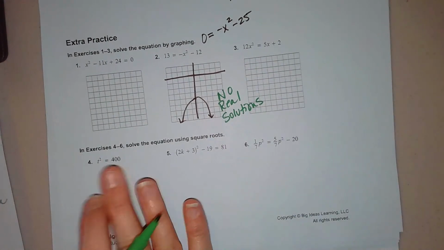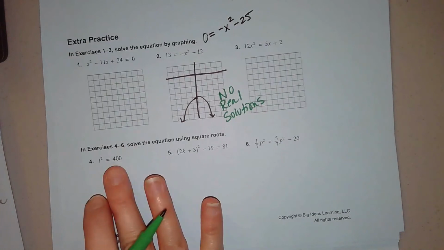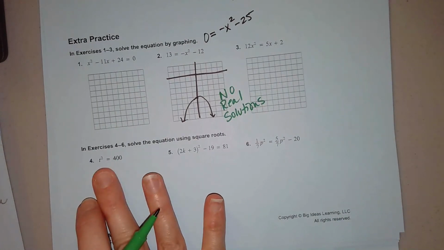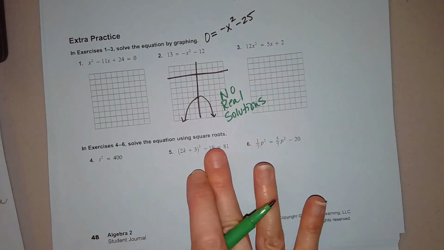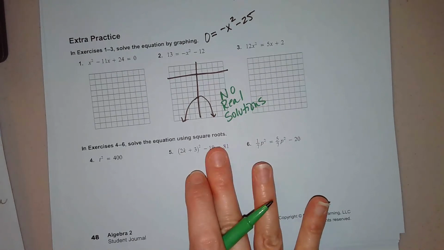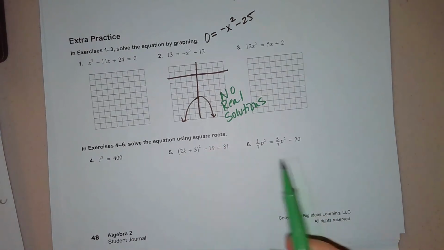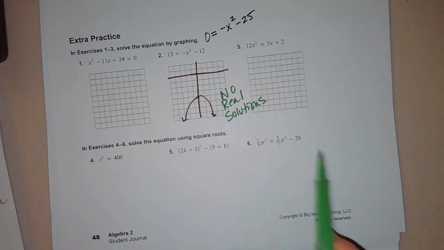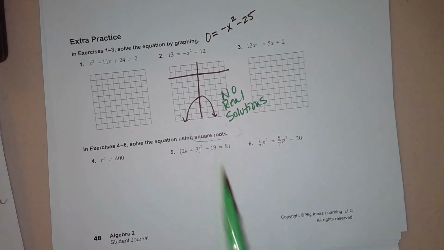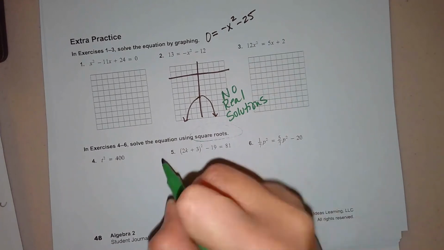So notice there's no b value here, or t value, I guess. So you would use the square root method. This looks more like vertex form, so we use the square root method. Notice this is a p squared and p squared, but there's no p's in this equation. I would use the square root method. So all of these are going to be using the square root method. I'm going to go through this middle one here, number 5.